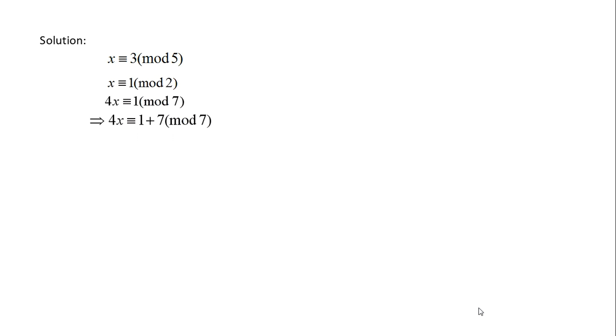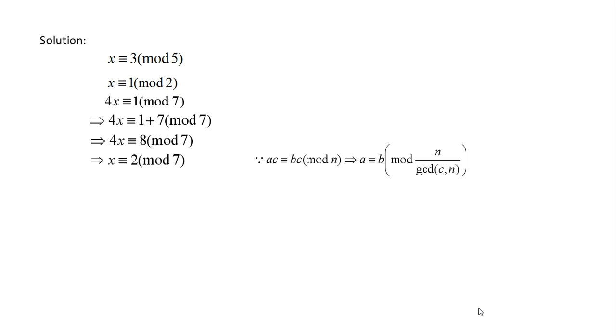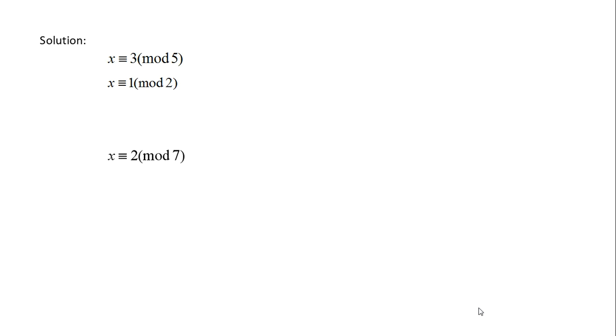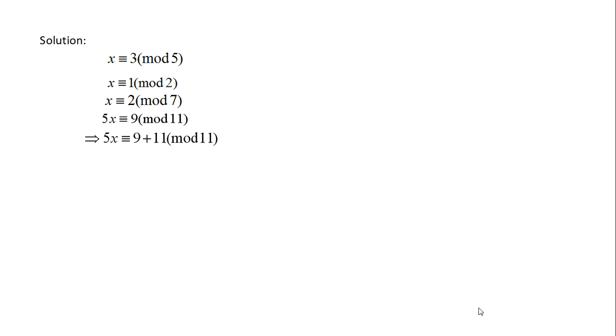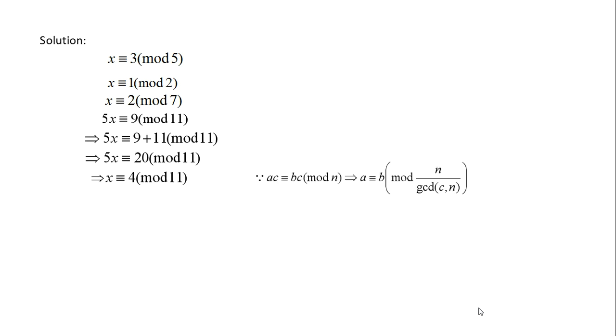Now the third congruence can be simplified by adding 7, and when I add 7 I get a multiple of 4, and after this I can easily divide it by 4 to get x congruent to 2 modulo 7. Now 5x congruent to 9 modulo 11, I have to add 11 on both sides, then I get a multiple of 5 here, that is 20. So when I divide it, I will get x congruent to 4 modulo 11.